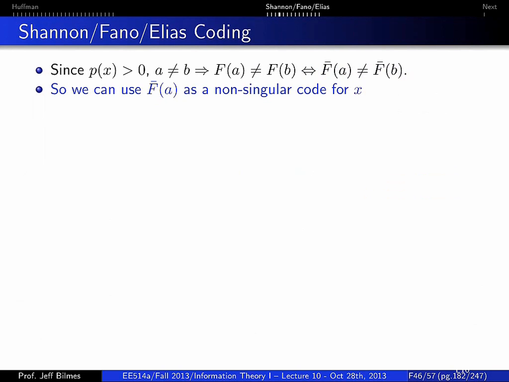code for a. Remember, all these are numbers between 0 and 1, and we can expand that out in binary, and everything after the binary point becomes a binary code. This is the condition that's necessary for non-singularity of a code, and so we could use the binary expansion of f bar of a as a code for a. This should read a here.